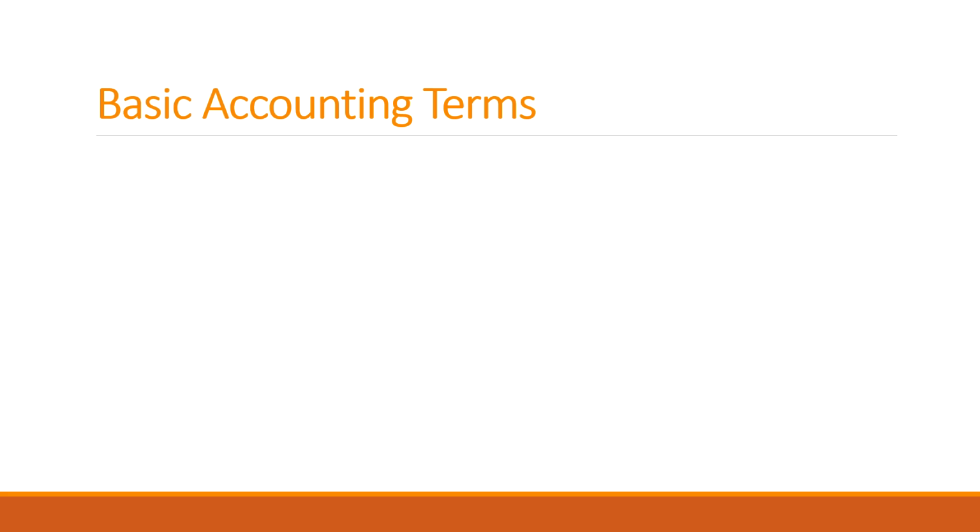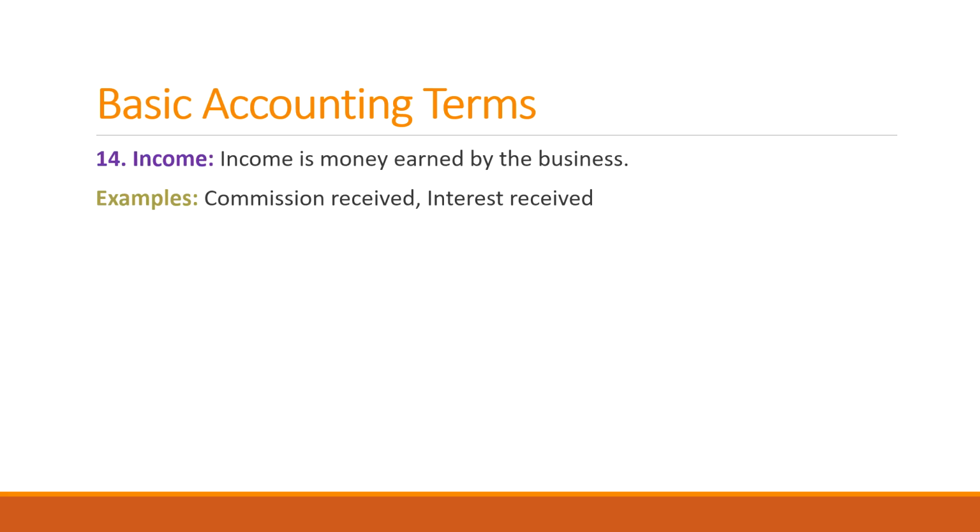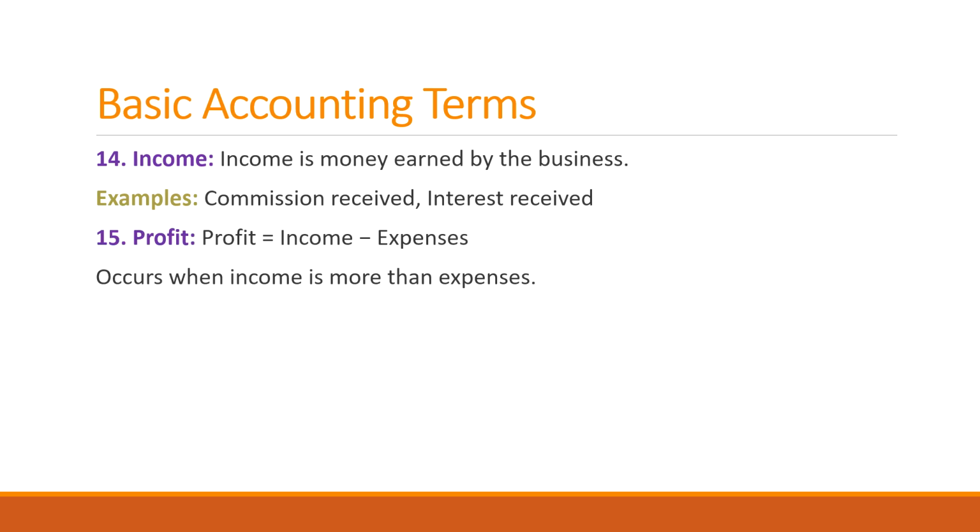Got it? Next, it is about income. What is income? Income is money earned by the business. For example, Ravi earns commission by allowing advertisements in the shop. So this money received is called income. For example, commission received, interest received.